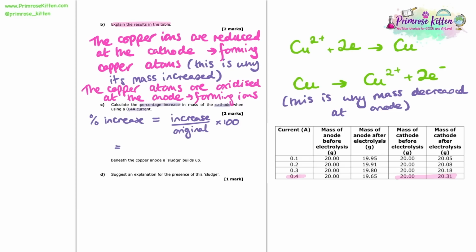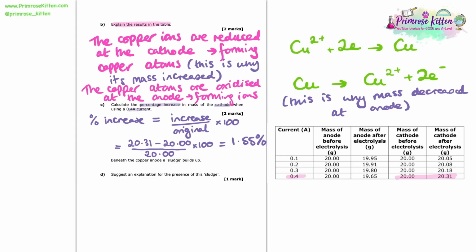So in this case, we want 20.31 minus 20.00 divided by that original mass of 20.00, then we times it by 100. Putting this into our calculator, I end up finding it to be 1.55%. And there's our answer.